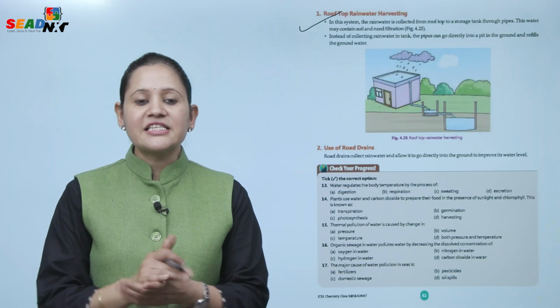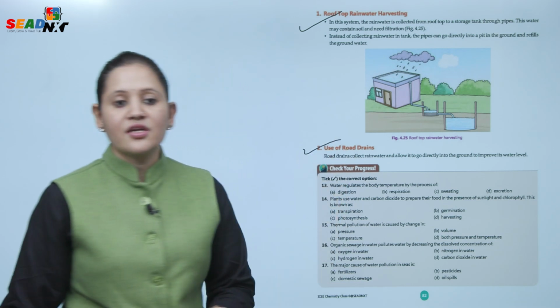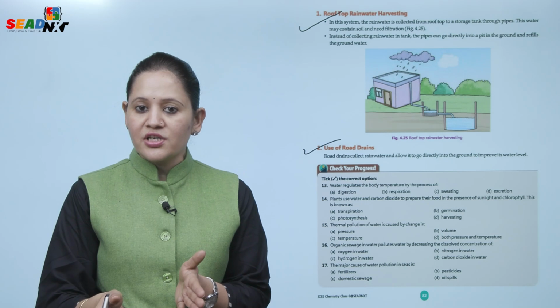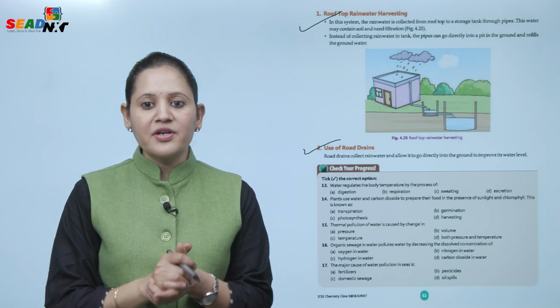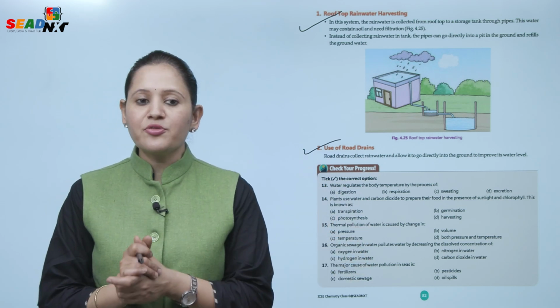Next is use of road drains. Road drains can collect rainwater and allow it to go directly into the ground. That will improve the groundwater level, the water table. So here some questions are given. You have to practice them.